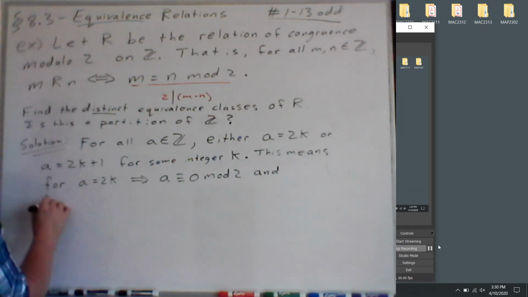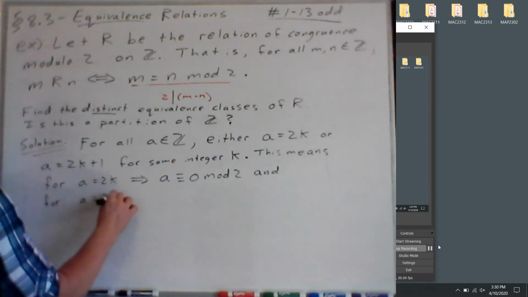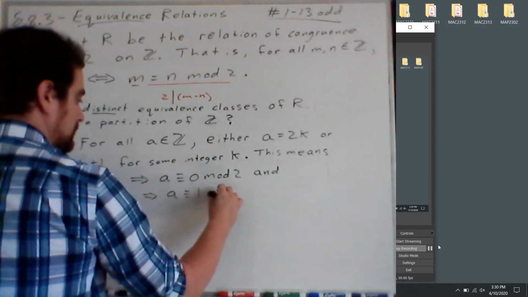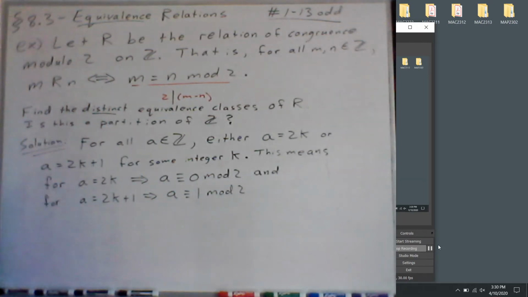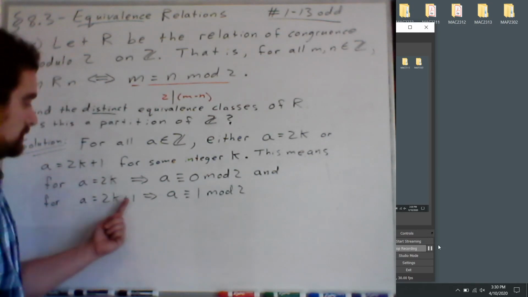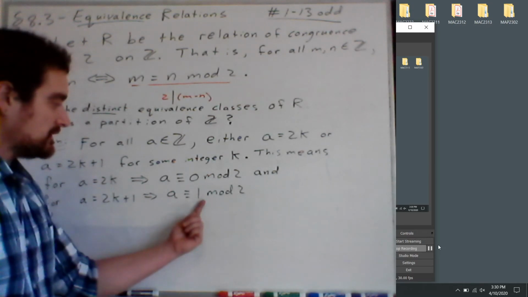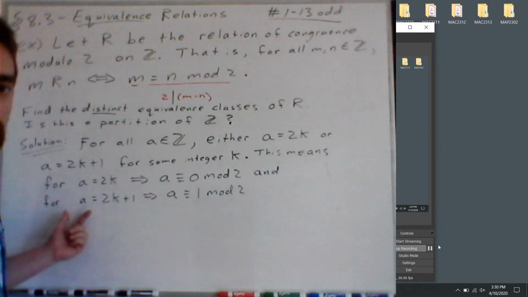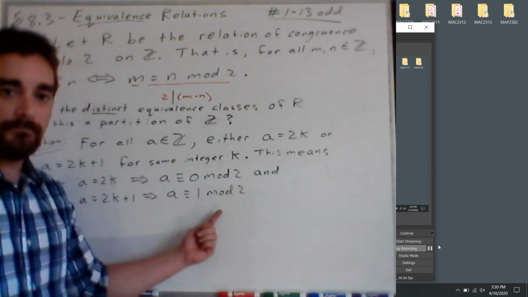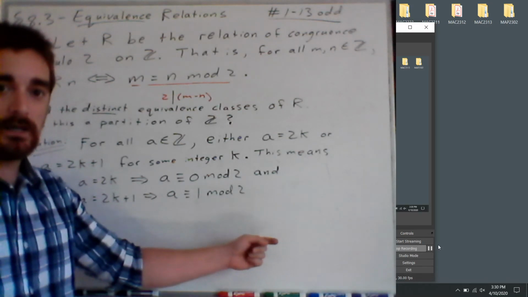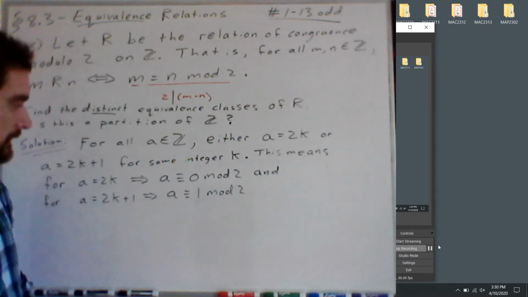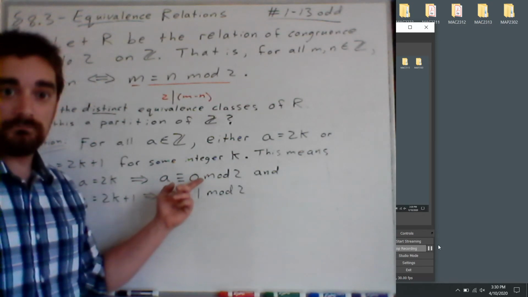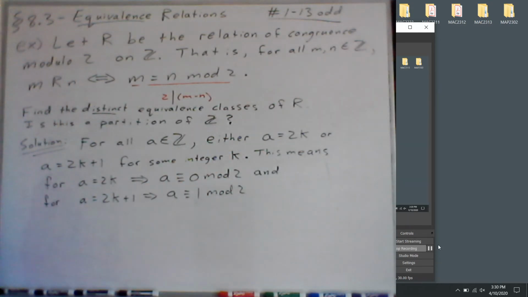And for A equal to 2k plus 1, we will have A congruent to 1 mod 2. Again, this will be divisible by 2 with a 1 remainder. So it must be congruent to 1 mod 2. Think about the number A is 11. 11 is congruent to 1 mod 2 because 2 times 5 is 10 and you still need plus 1. Whereas 10 is congruent to 0 mod 2, because 10 is just 5 times 2 plus 0, right? So it's congruent to 0.